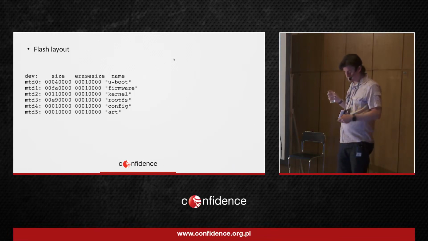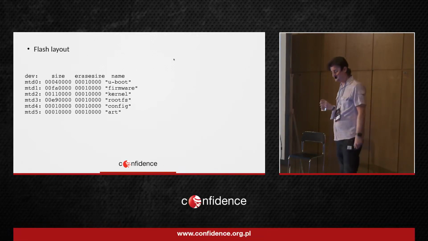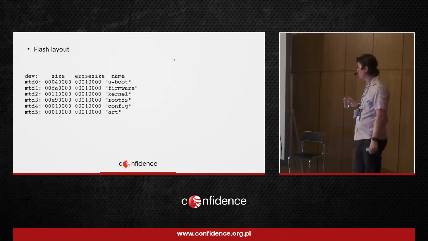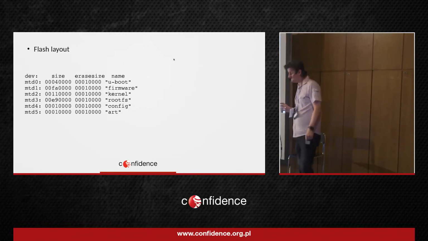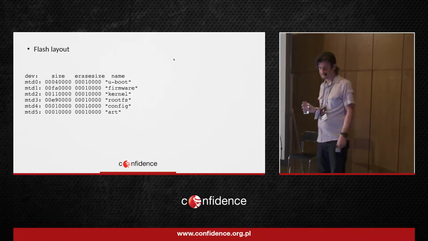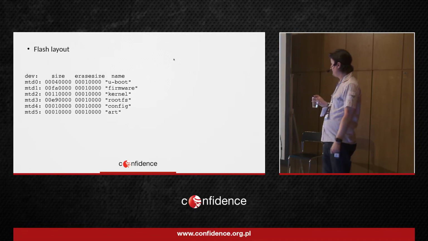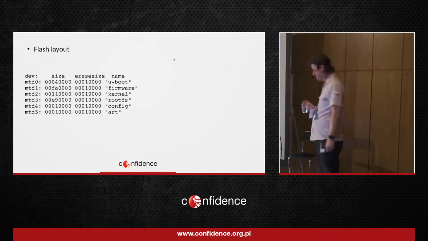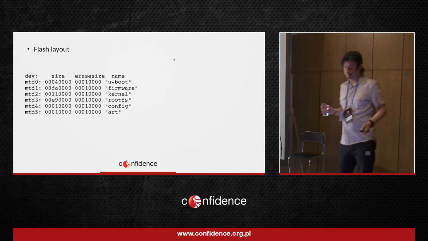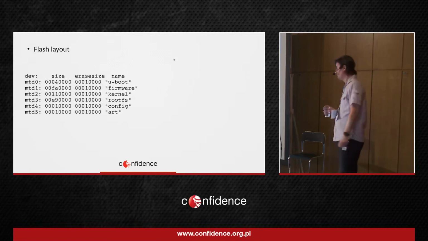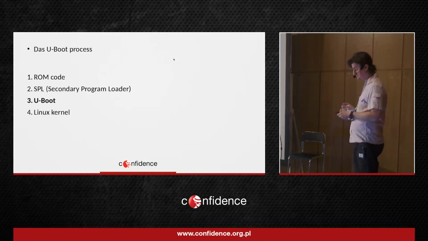So two words about flash layout. It's the second thing that you will see. Basically, in embedded devices, you will mostly find some NAND flash. This flash device is divided into partitions. So the first partition is U-boot, the bootloader. And then you have some other partitions, for example, with the firmware kernel, some config, and with the root file system.